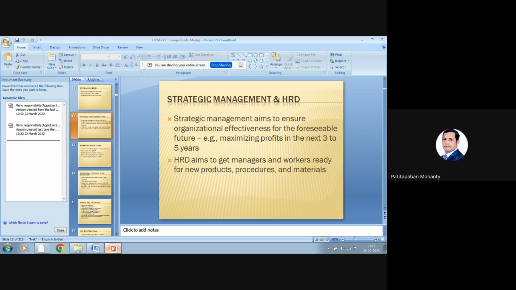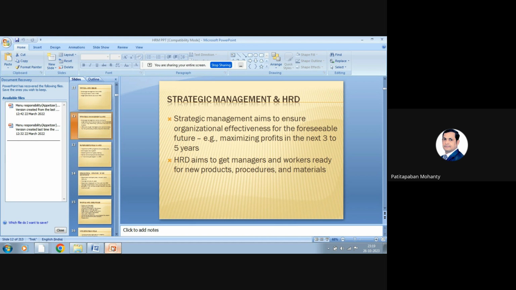That's why strategic management is extremely involved with HRD. Strategic management is organization-based, and HRD is also organization-based, but HRD always has two approaches: it has employees, and at the same time it has organizations. Strategic management always has a purpose to make your organization more developed, to face the unpredictable nature of the future. Then the next point: HRD aims to get managers and workers ready for new products, procedures and materials.